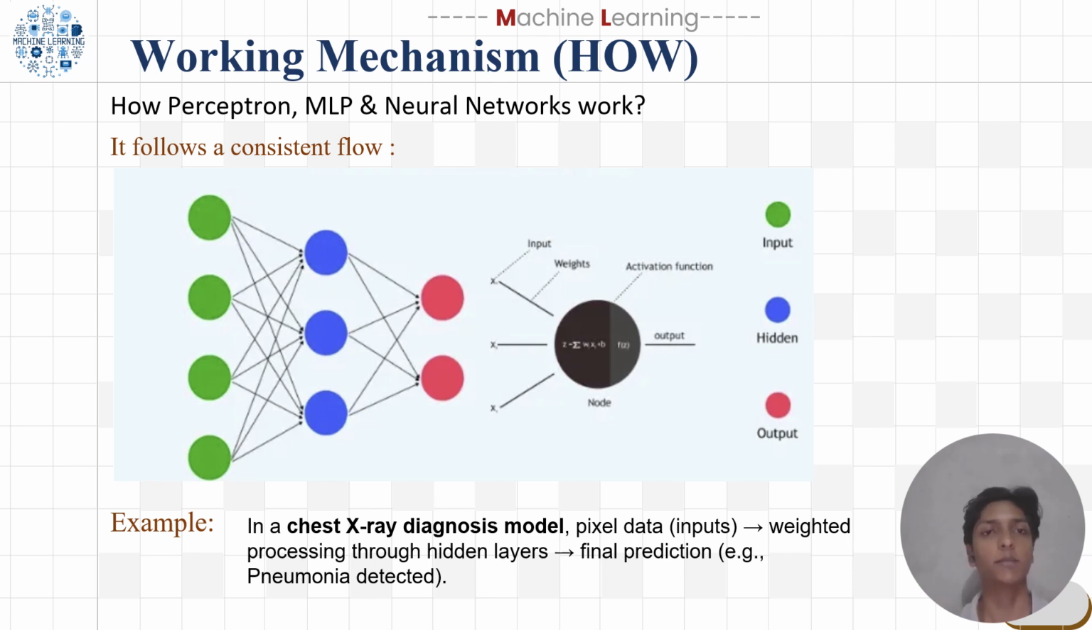But for a multi-layer perceptron, we create multiple neurons and we create a network out of it. That is, the first layer is input layer, the second layer is hidden layer, and the third layer is output layer. In the input layer, we take the inputs, apply weights. In the hidden layer, all the processing happens, and in the output layer we get the output. For example, in a chest x-ray diagnosis model, pixel data is taken as input and then weighted processing through hidden layers, and then in the output layer comes the final prediction.